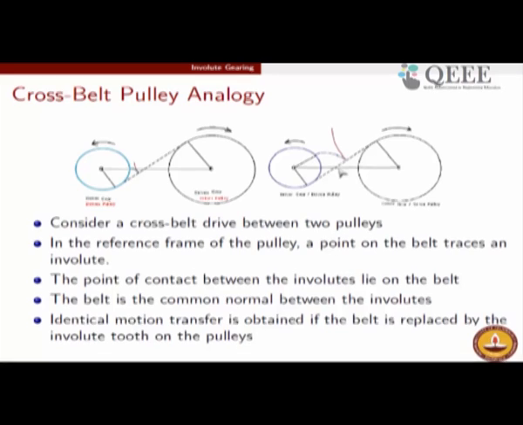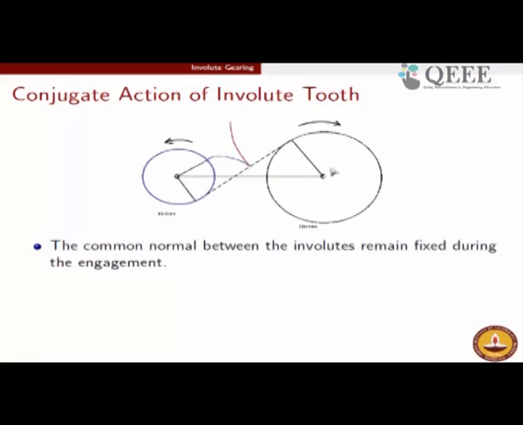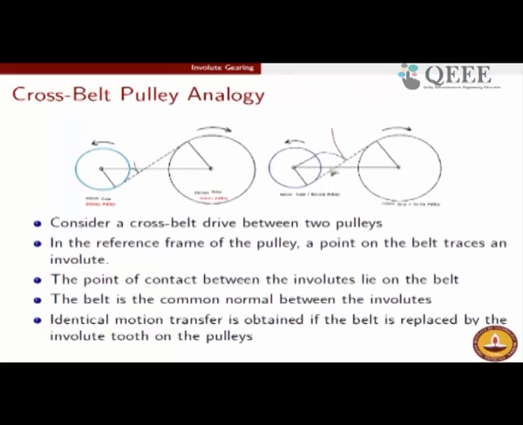We have already seen the profile of these curves which get traced out. With exactly the same curves, if we run this belt pulley system, we will get identical motion transfer with the same forces that were transferred by the belt. If we apply the same forces back, we should get exactly the same motion transfer. So that completes my description of the cross belt pulley analogy.